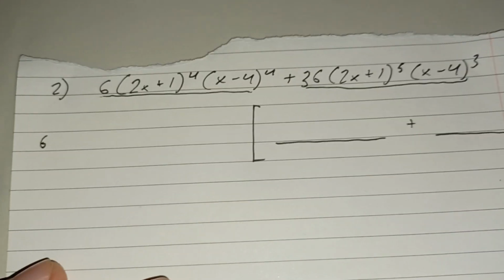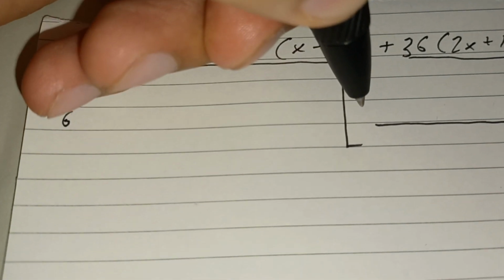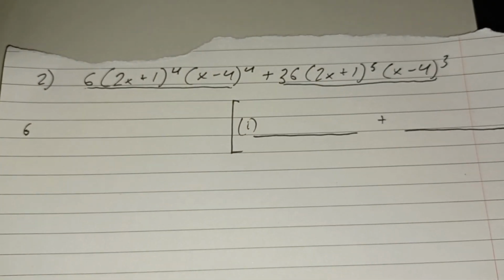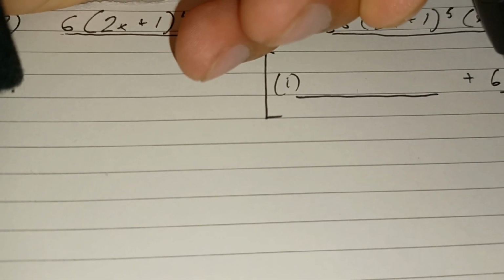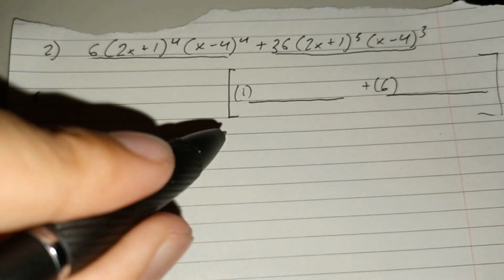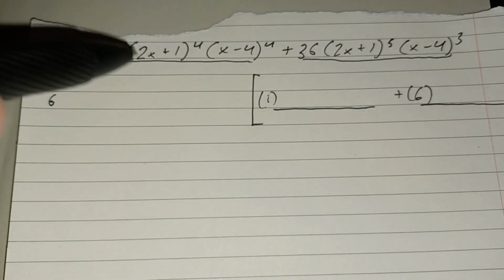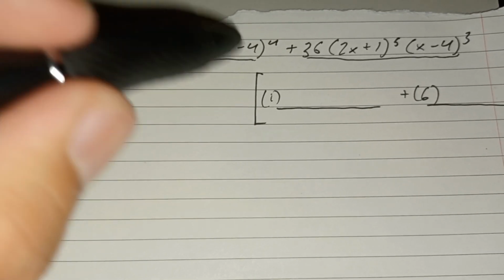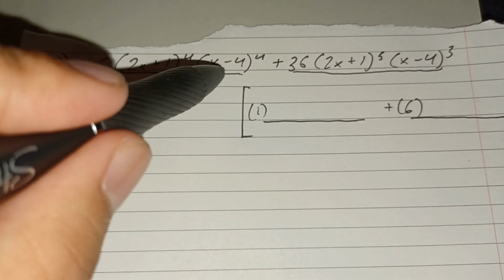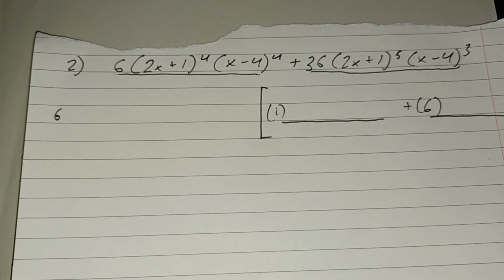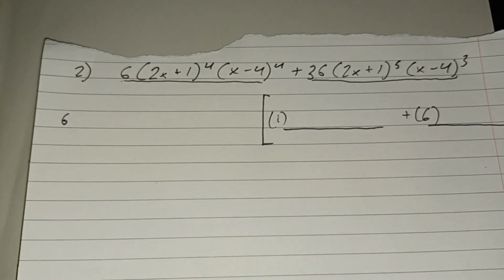And 6 times what is going to give us 6? 6 times 1 will give us 6. And 6 times what is going to give us 36? 6 times 6 will give us 36, right? Cool. And it looks like they have a (2x + 1) and an (x - 4) in common, right? So let's go ahead and factor this one out first, a (2x + 1).